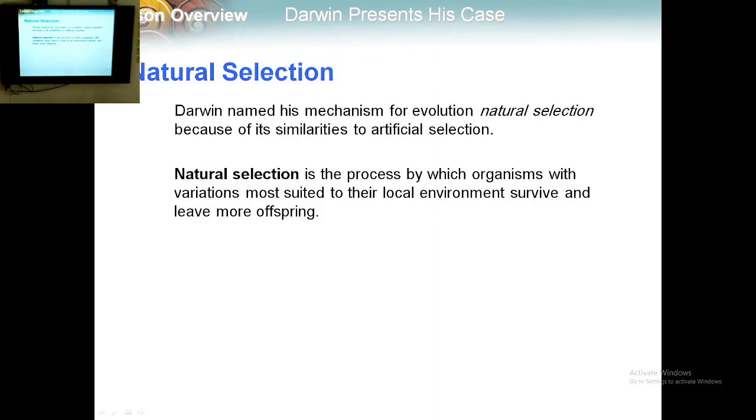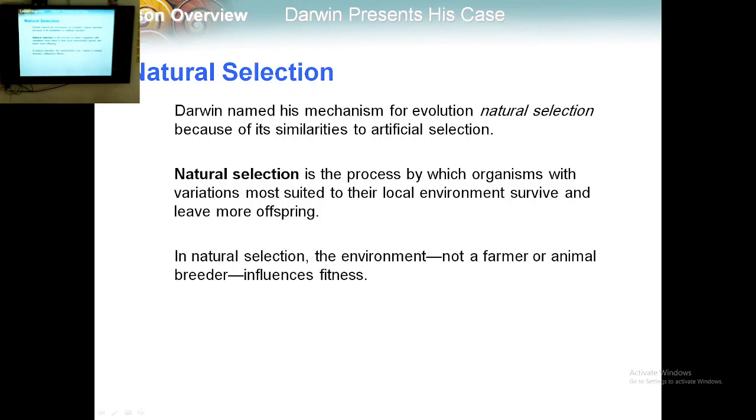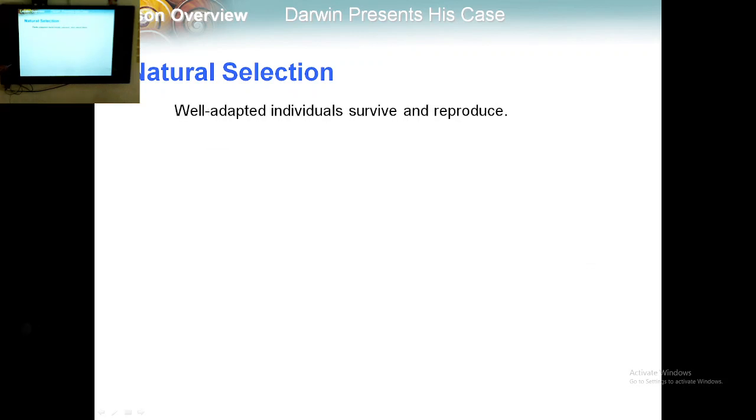Darwin named his mechanism for evolution natural selection because of its similarities to artificial selection. Artificial selection is man-made, okay? While natural selection is by the environment itself or by the organism itself. In natural selection, the environment, not a farmer or animal breeder, influences fitness. The environment, not the farmer or the breeder.